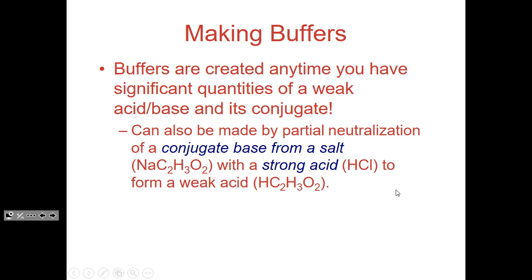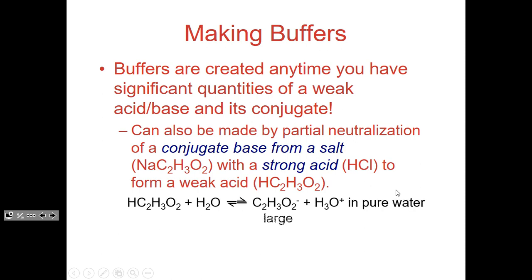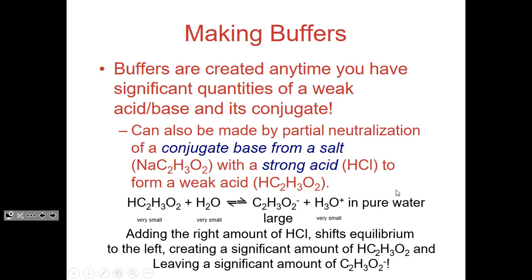So it's the same idea, but now I'm starting with my conjugate base from a salt, and I'm adding an acid to partially neutralize it. So here is my sodium acetate thrown in water. I end up with a lot of acetate, but I really have very little acetic acid. Well, if I partially neutralize that acetate with the addition of a strong acid, HCl, it's going to convert some of that acetate into acetic acid. And therefore, after I partially neutralize, I'm going to end up with a significant quantity of each.